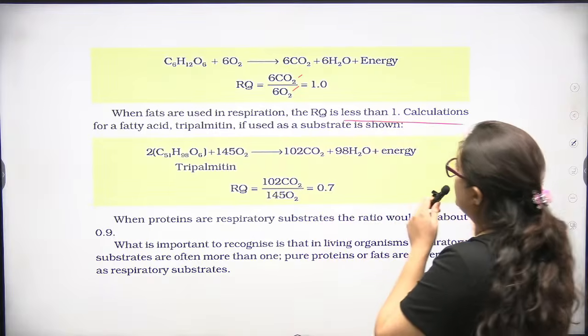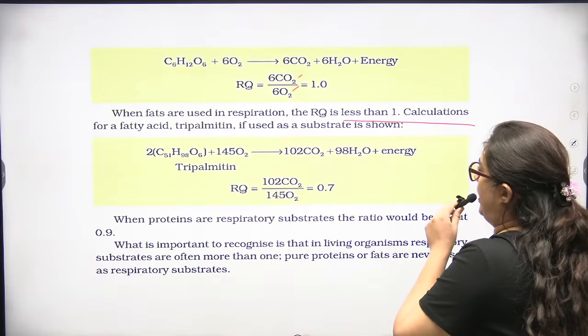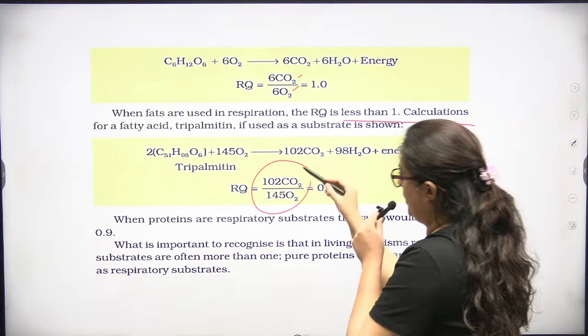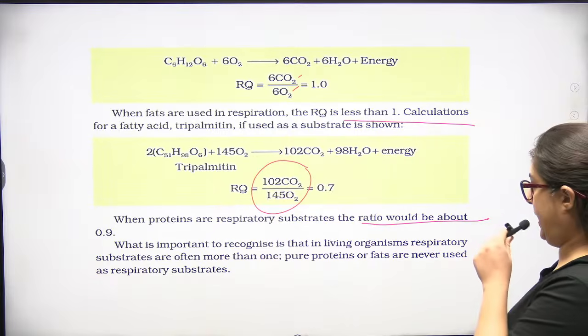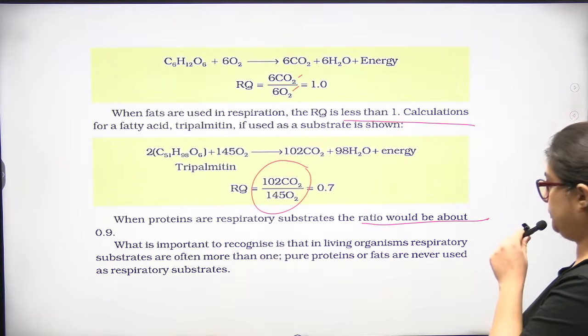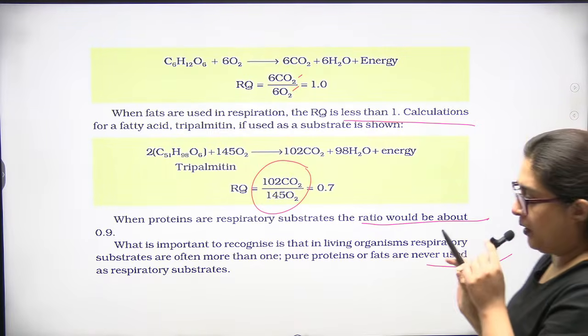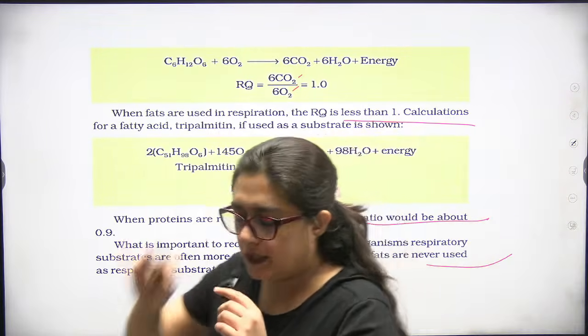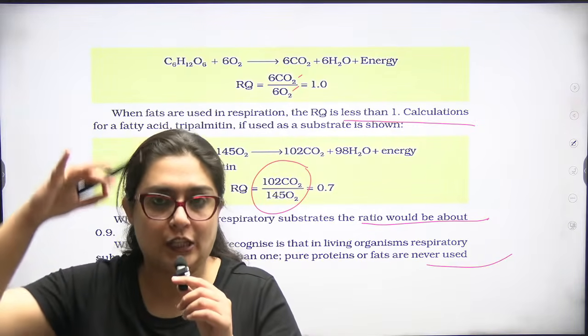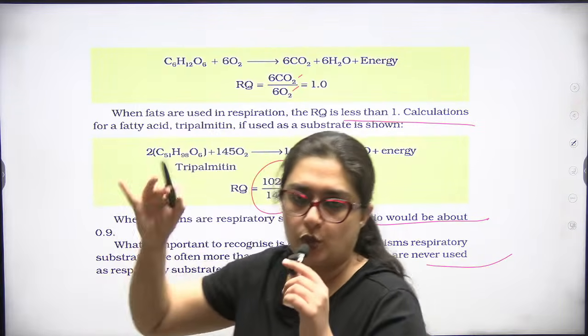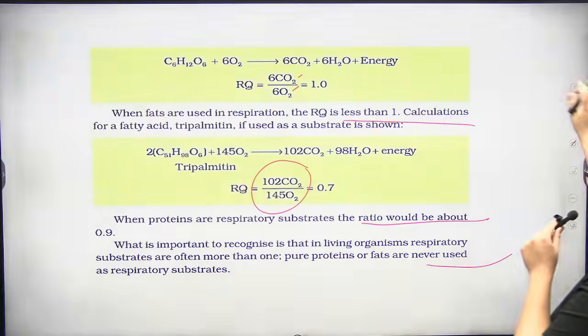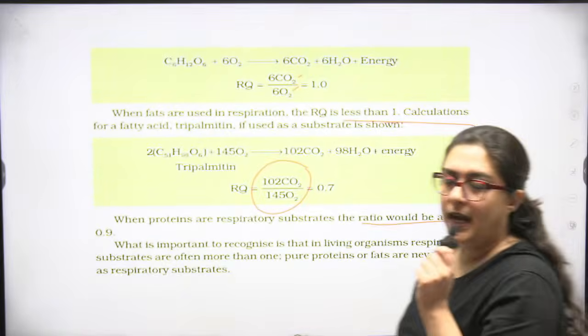When fats are used in respiration, the RQ is less than 1. Proteins about 0.9. What is important to recognize is that in living organisms, respiratory substrates are often mixed. Pure proteins or fats are never used as respiratory substrates. Means if you want to really deal with the respiratory substrate, the CO2 and O2 should be the same and at an optimum amount. Okay, students, this is the end of this chapter.